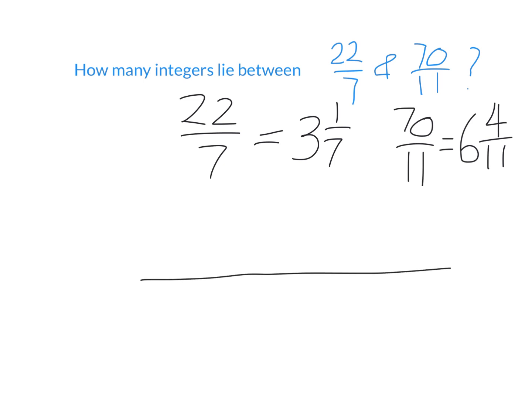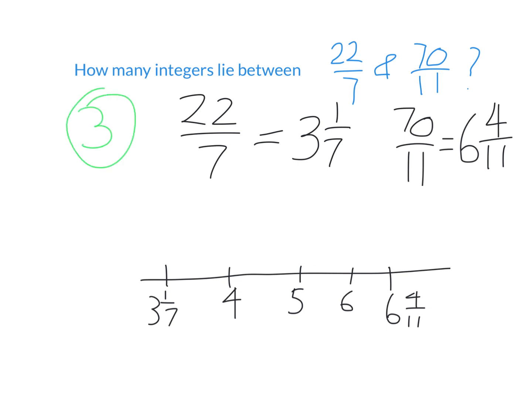So how many integers lie between? Well, we have 3 1/7 here on the number line somewhere, and over here 70/11 is 6 and 4/11. So in between them we'd have 6, we'd have 5, and we'd have 4. We have 1, 2, three integers, three whole numbers that lie between these two. So this was an example of a question that was much easier when we had them written as mixed numbers rather than improper fractions. But that's not always the case.